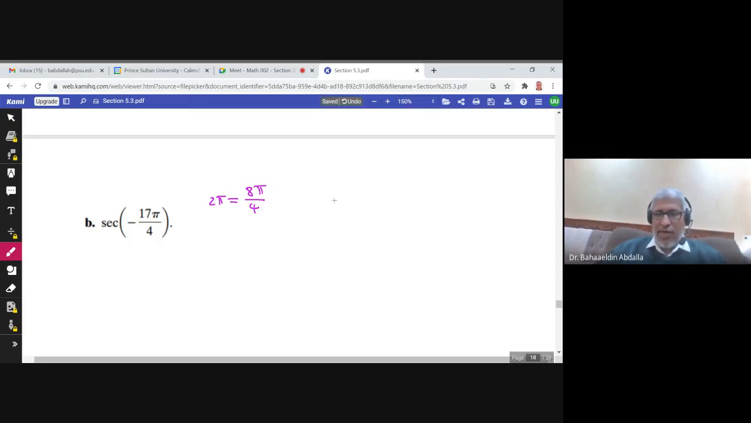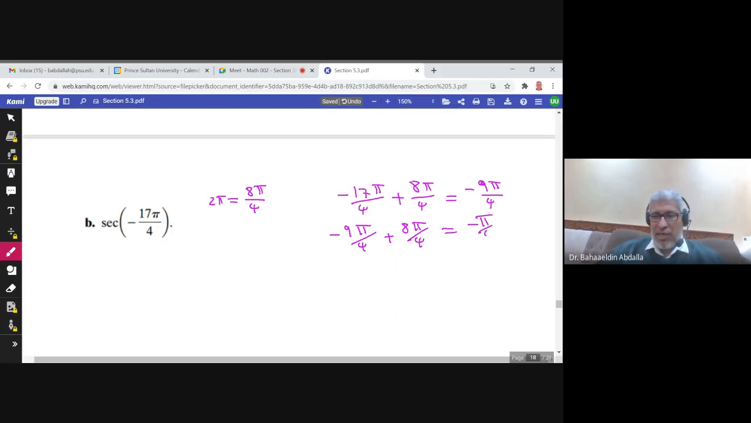Okay, so this is a negative angle. Negative 17 pi over 4 is a negative angle. So I will add 2 pi to come to a positive coterminal angle to this angle. Okay, negative 17 plus 8 is negative 9. Negative 9 pi over 4. Now, still 9 over 4 is greater than 8 pi over 4. So I will add another 2 pi, another 8 pi over 4. So the answer is negative pi over 4.